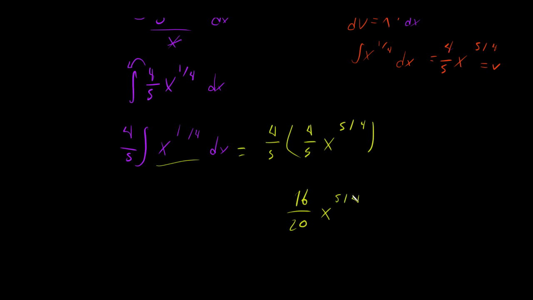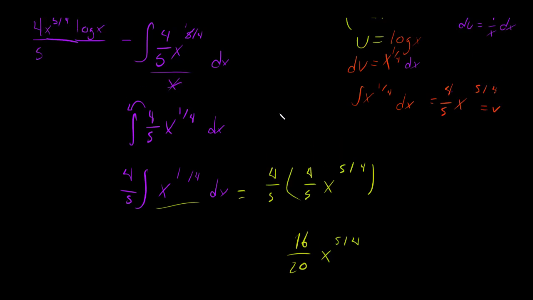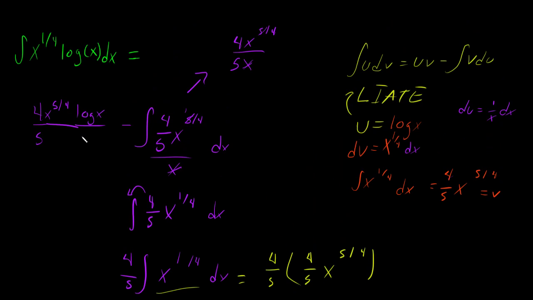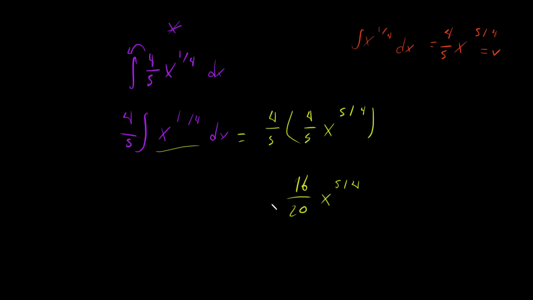Okay. So then we need to subtract this from that. So we're going to do 4/5 x to the 5/4 log x minus that. And also when I did 5, it's 5 times 5, so this is 25. 5 times 5. Okay?